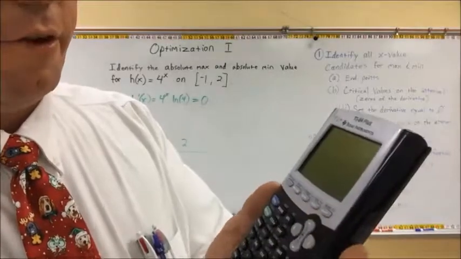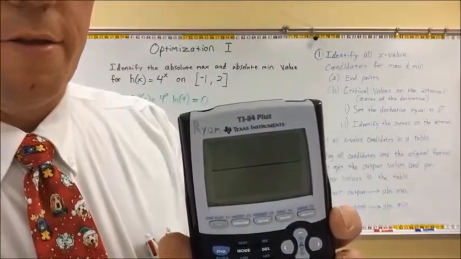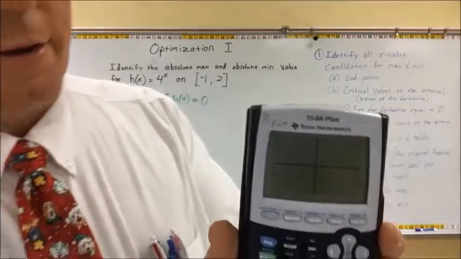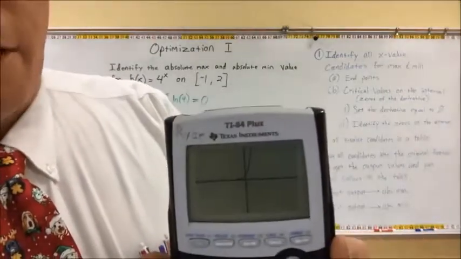Now we're going to hit graph, and you're going to see, whoops, look at that. I need to move it back to the normal screen. I got to hit zoom and then 6, zoom standard. Okay, and now you can see, looking at this graph, it does not cross over the x-axis.